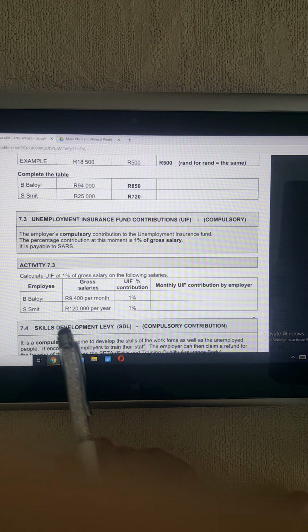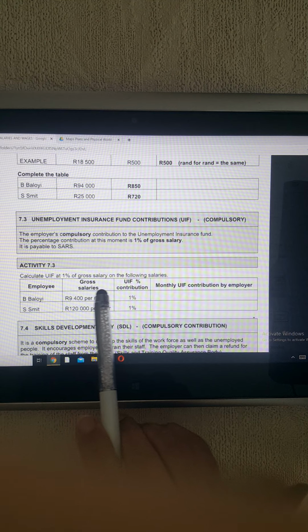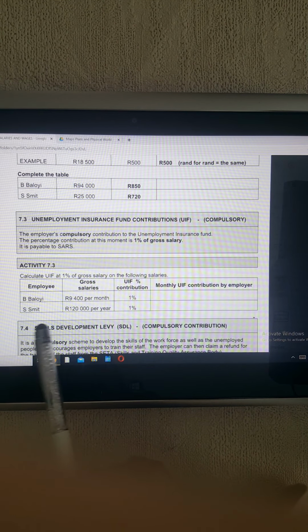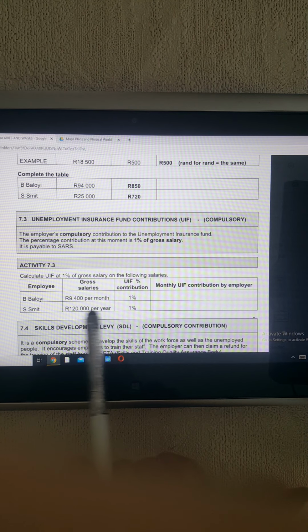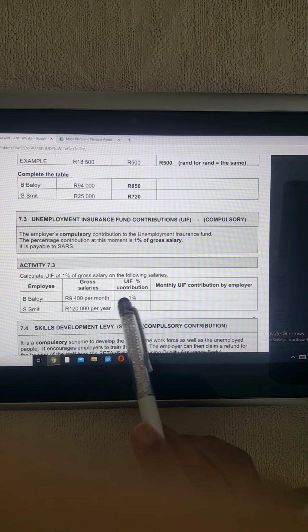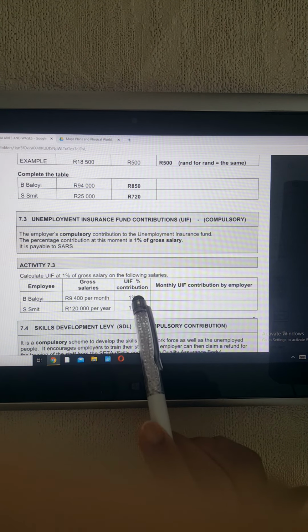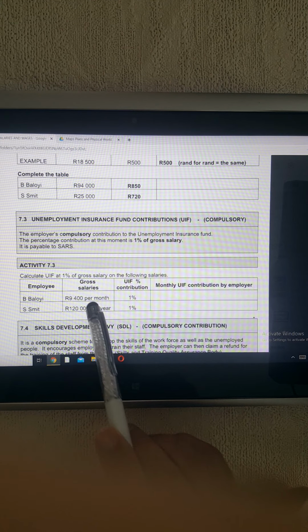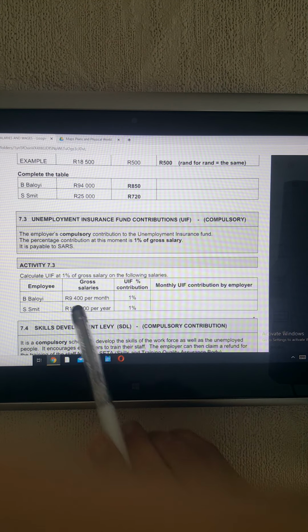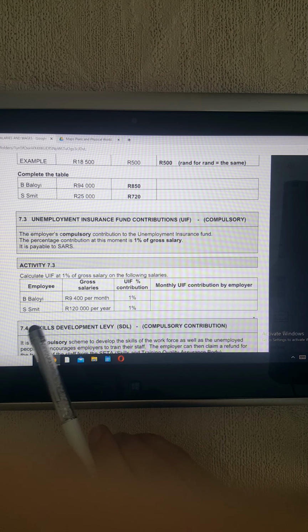also 1%. Okay, so calculate UIF at a percentage of the gross salary on the following scales. So this Mr. B here, he's earning 9,400 rand per month, and his contribution has to be 1%. So this guy needs to pay 1% of 9,400, and the monthly contribution by the employer will also be 1% of that.